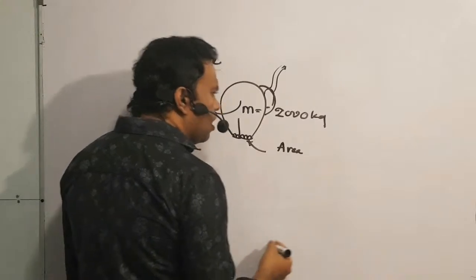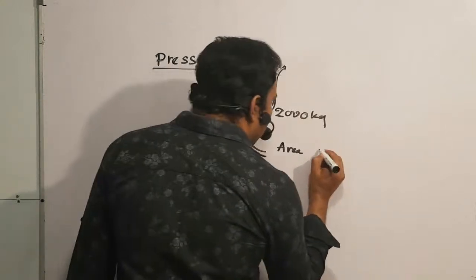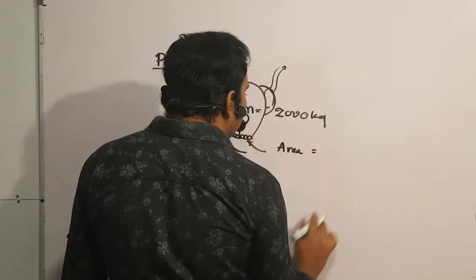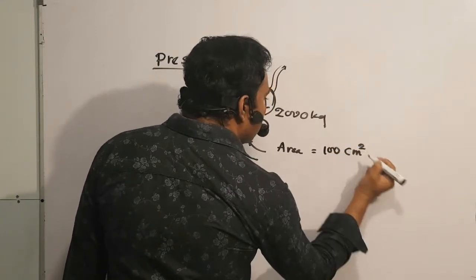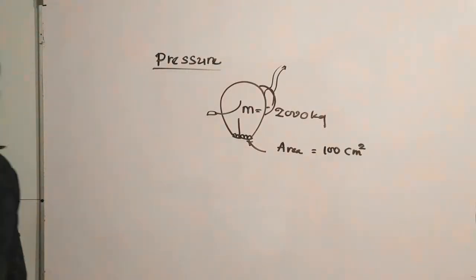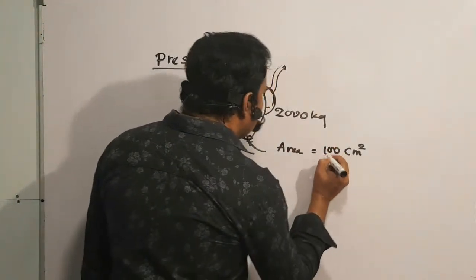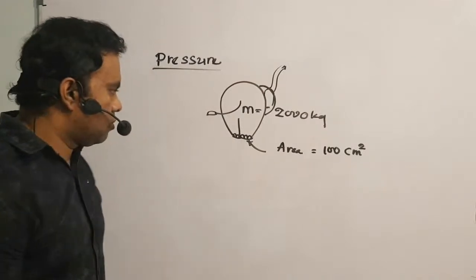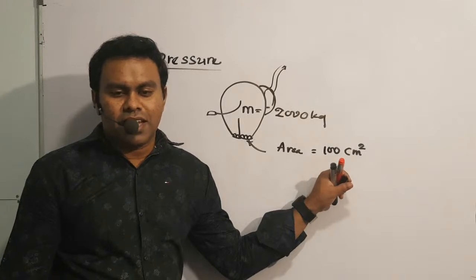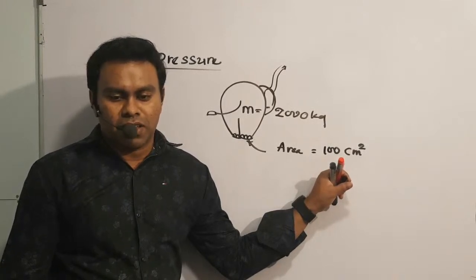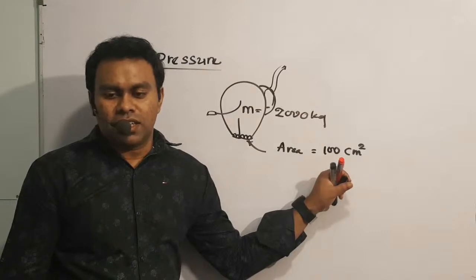Let's take the area of one foot of a baby elephant, 10 centimeters by 10 centimeters, 100 square centimeters. Don't forget you have to calculate this with meters. Therefore, you have to know the unit conversion.